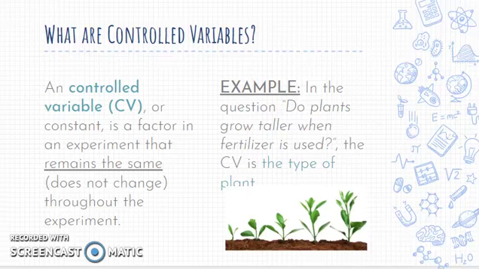Other things you might control in this experiment might be the type of soil, how much water they're getting, the size of the plant, the location of the plant. So every experiment can have a variety of control variables, but it's important to keep in mind that you can only have one independent variable and one dependent variable.